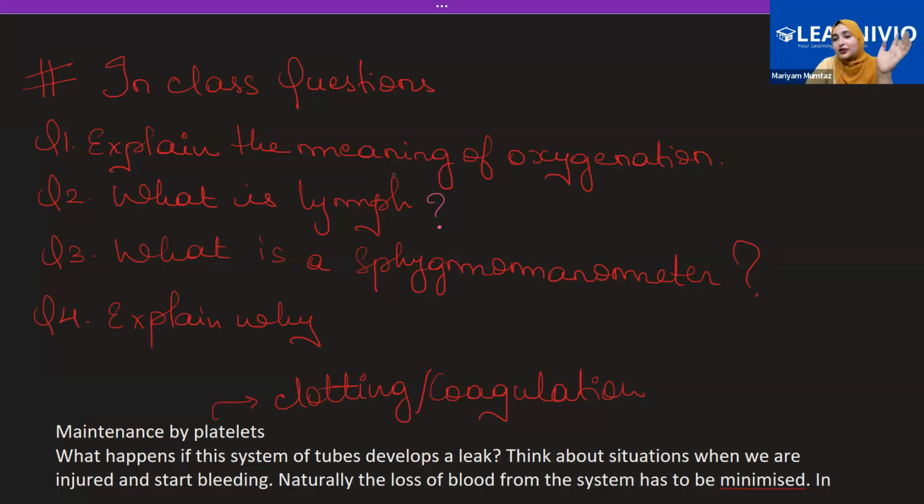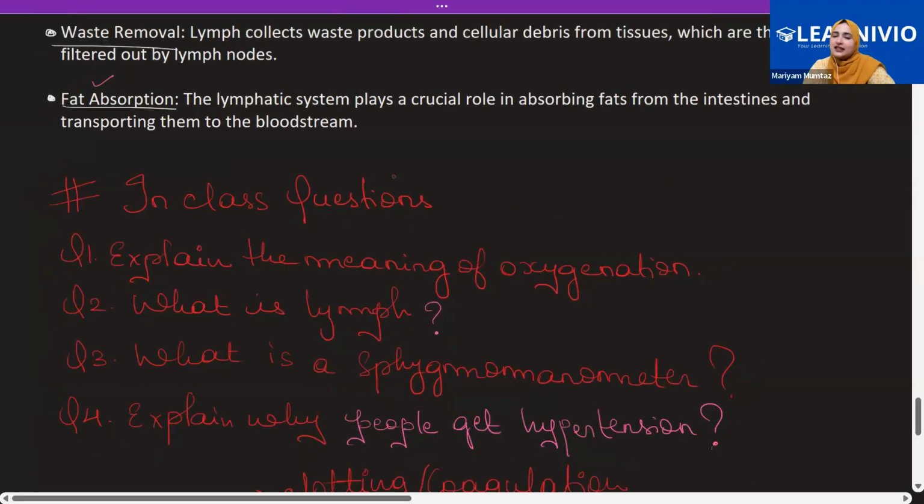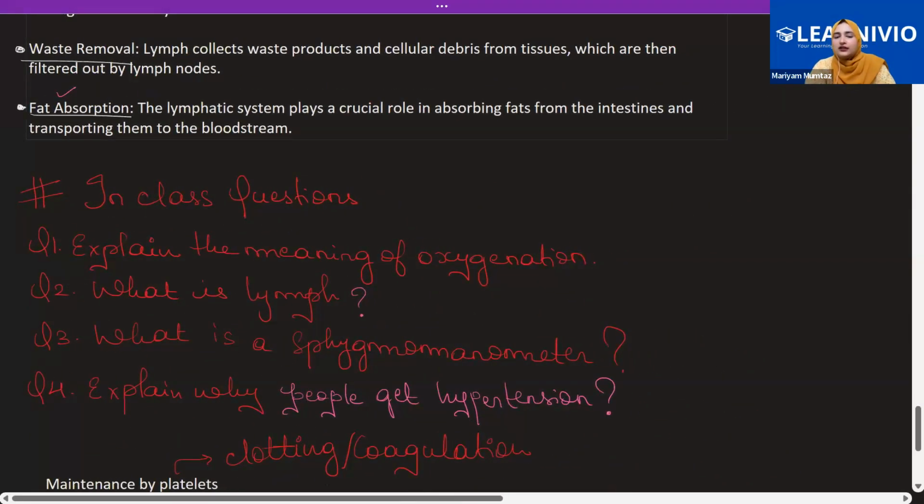Explain why people get hypertension. Because of eating too much junk food and fat deposits in the blood vessels. Yes, exactly. Very good. Okay, so this transportation in humans is clear to everyone. I hope there are no doubts.